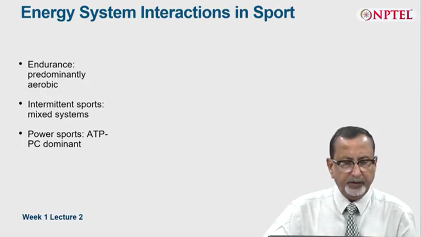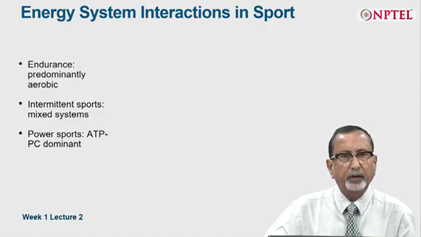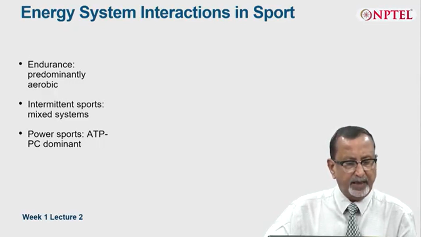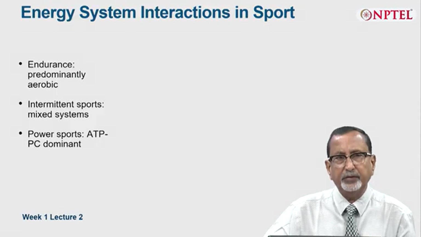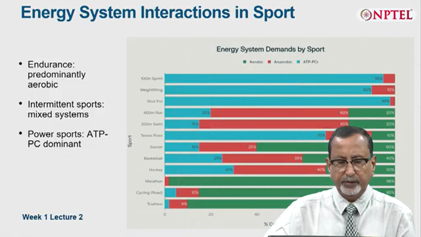Energy system interaction in sports: endurance is predominantly aerobic. Intermittent sports like team games use a mixed system. In power sports like shot put, javelin, and then all the jumps, the ATP and PC system is dominant.